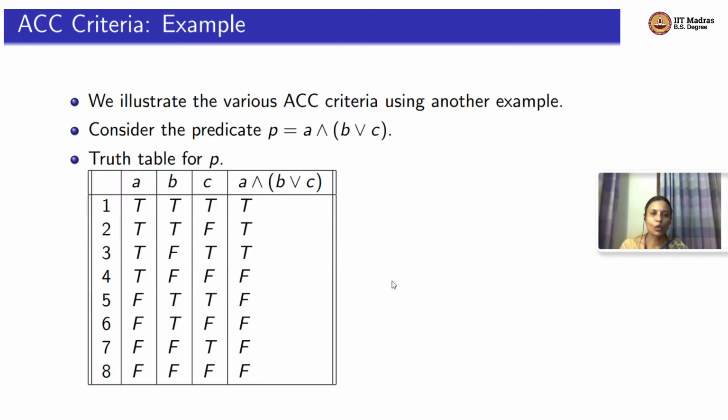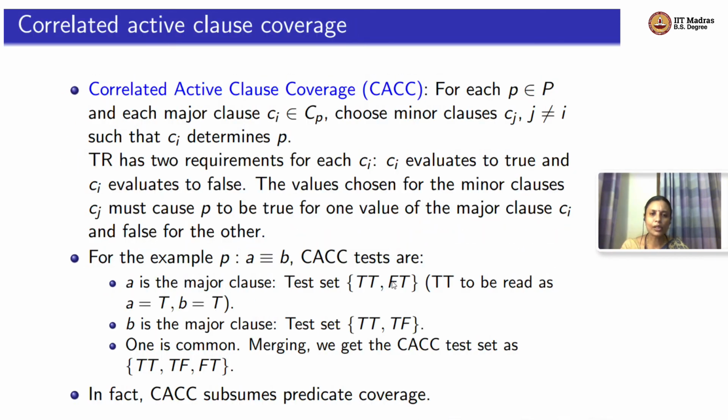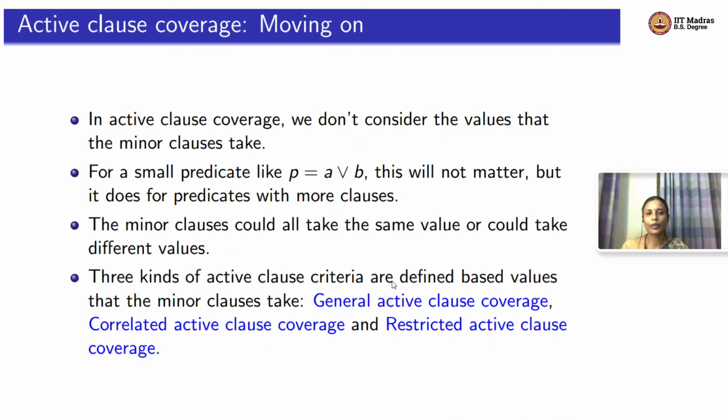Before we look at the example, let me go back and re-explain this because it's a slightly new thing that we are seeing. We first saw predicate coverage, then we saw clause coverage. We realized that they're not good enough. Then we said, okay, we'll consider all combinations of true false values. Then we said, oh, this is getting expensive. Then we said, can I have the notion of taking one clause at a time and letting that clause determine the predicate? So that is the major clause determining the predicate. That's what we call active clause coverage.